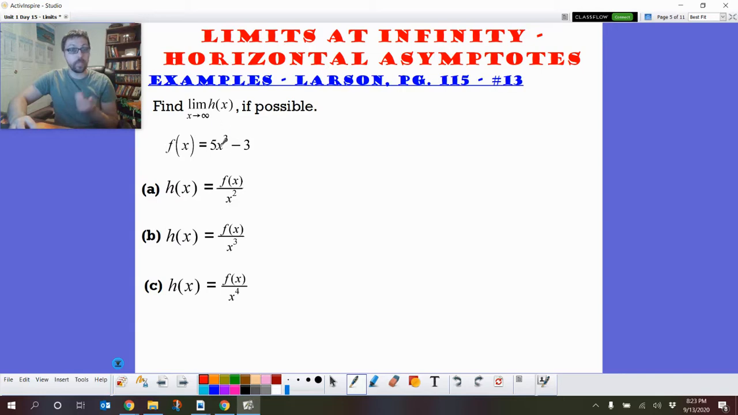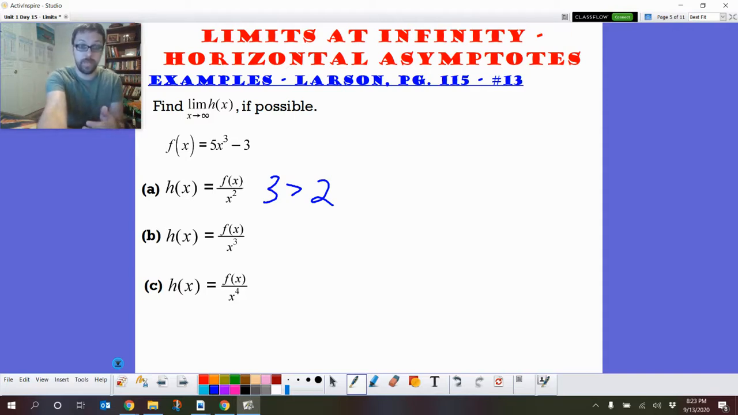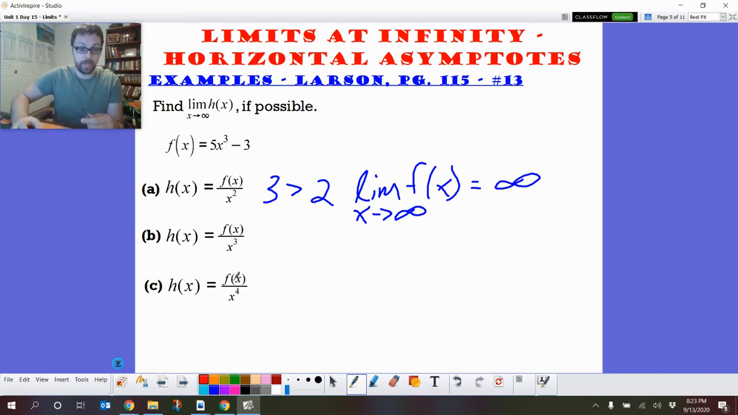So here I've got a cubic and a squared. The degree of my numerator, 3, is bigger than 2. Since the numerator is bigger than the denominator, the numerator is going to win out. And so this limit of f of x as x goes to infinity is going to head towards infinity because the numerator is going to win. As opposed to down on this second example, 3 is smaller than 4.